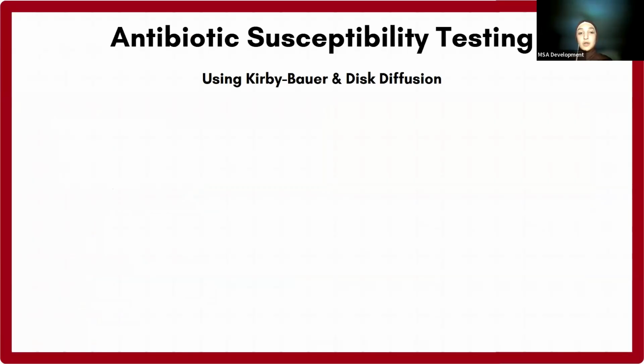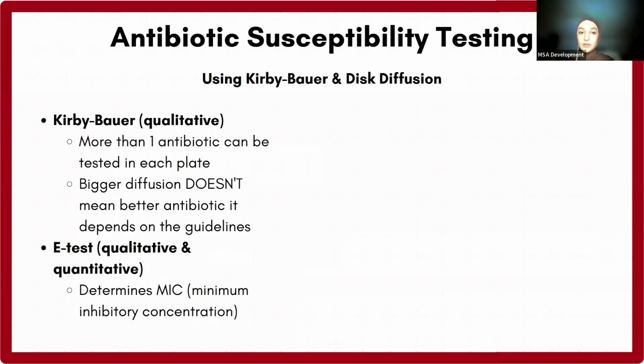Now we have Kirby-Bauer and disc diffusion. Another way for antibiotic susceptibility testing. Okay. Now, Kirby-Bauer is a qualitative test, and the E-test is both a qualitative and a quantitative test. Okay.